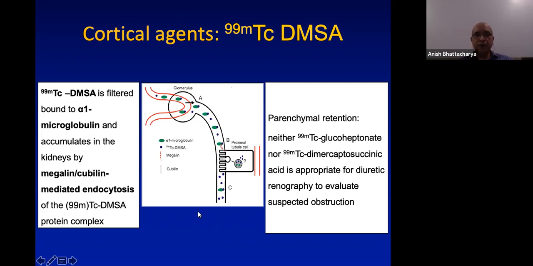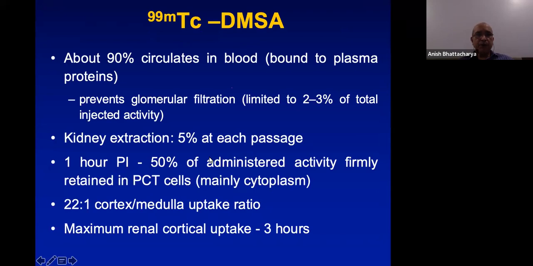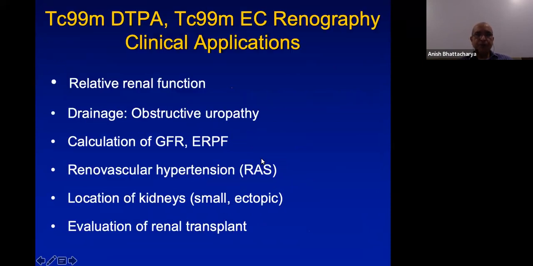You use this for renal cortical scintigraphy to look at the cortical morphology. I'll come to these later with graphical representations. So when you talk about technetium DMSA, it's bound to plasma proteins, which prevents it from glomerular filtration. At 1 hour after injection, about 50% of the administered activity is retained in the proximal convoluted tubule cells, and maximum cortical uptake is at about 3 hours.